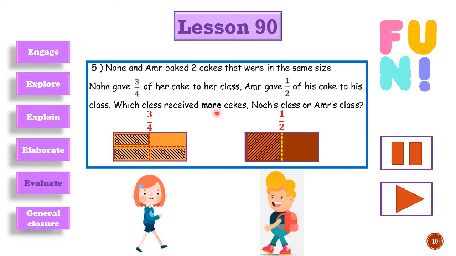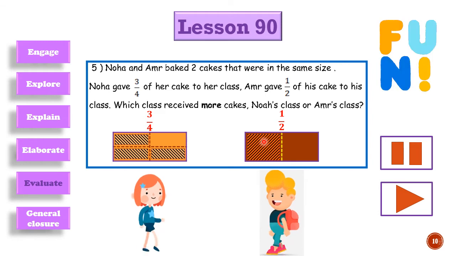Which class received more cake, Noha's class or Amr's class? Which is bigger, 3/4 or half? Look here, we have 3/4 and here we have 1 part. These parts are more in area than this. Then it will be more than.